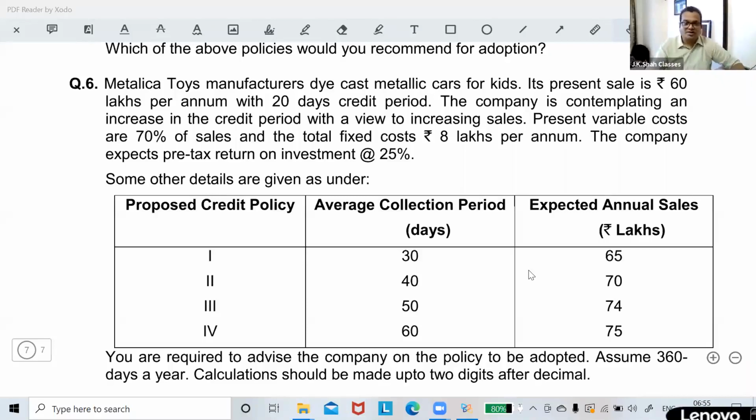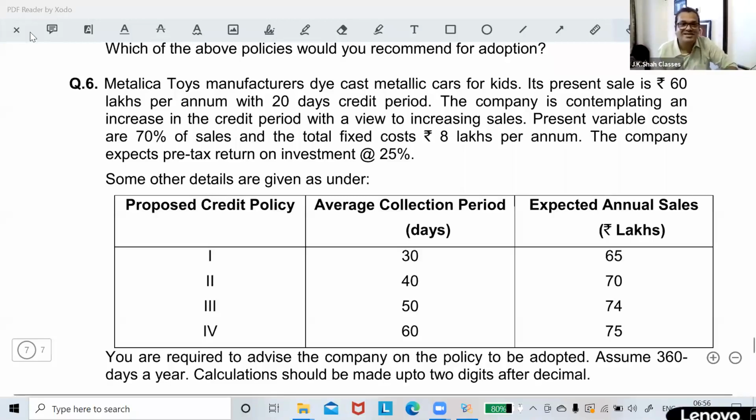Though the provisions tell that you can always rely on experts' opinion while doing audit, it is not expected that you need to know each and everything. But it is good to know. It will be a great addition to your credentials if you know the business which you are auditing. So what Metallica Toys is doing, they manufacture die-cast metallic cars for kids, some kind of metallic cars created from die. And if you don't understand, it's okay. Read the next part.